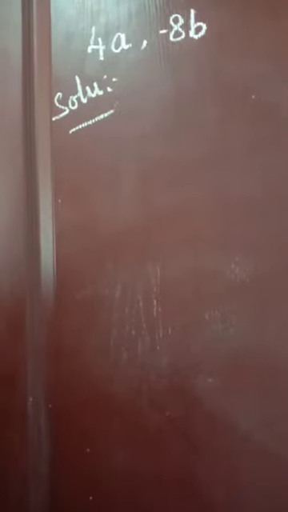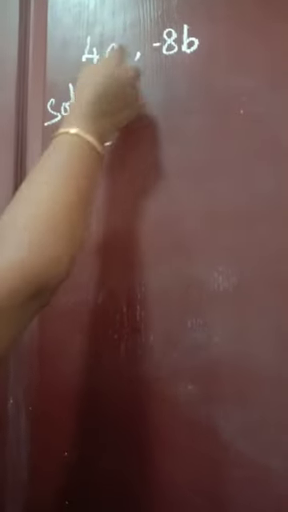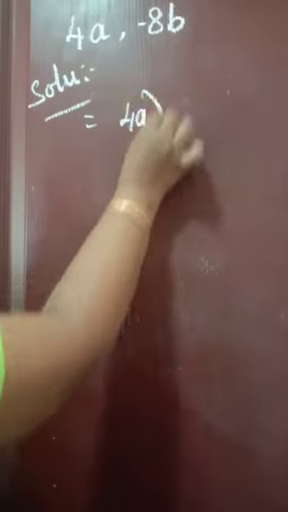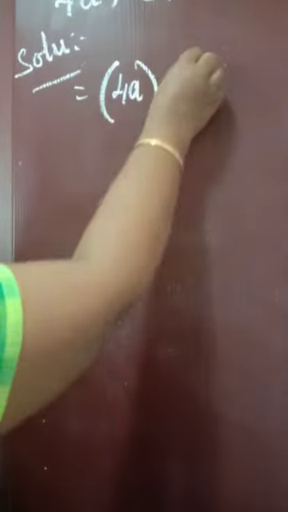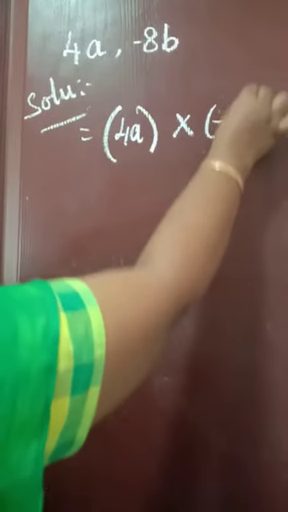So next one, 4a comma minus 8b. The sum is not in your book. So listen. So solution. This is a monomial, 4a. Next, this one is also a monomial. We are going to multiply the monomial by a monomial. So 4a, next one, remove the comma and put the symbol into. So next one, minus 8b.